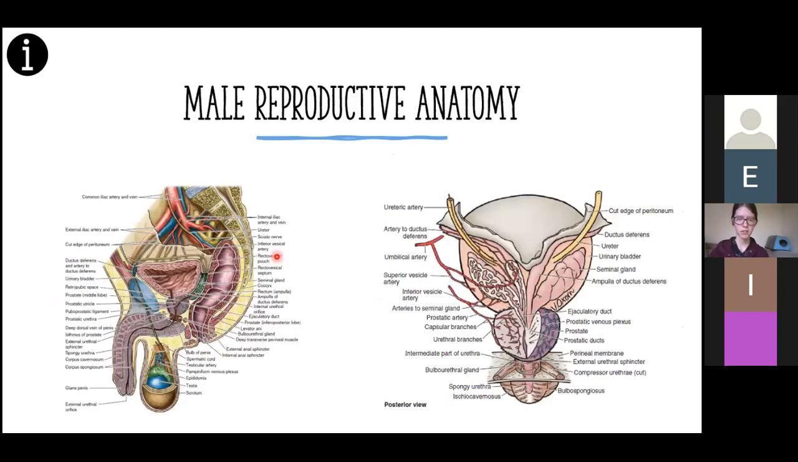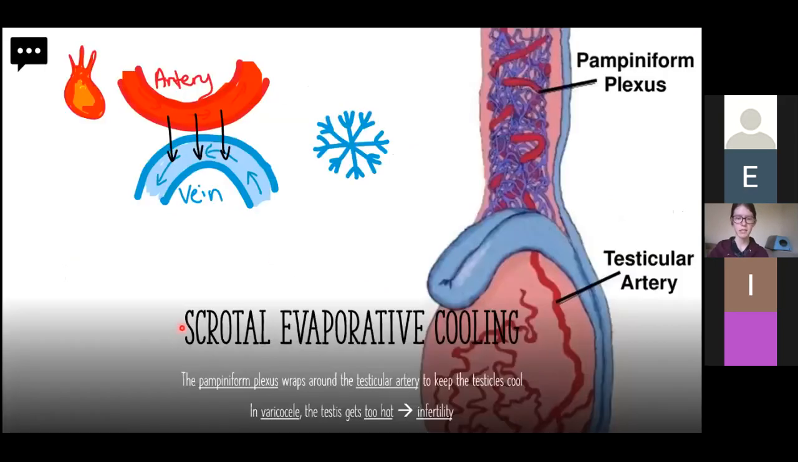Clinical points: scrotal evaporative cooling. So basically the pampiniform plexus, I know it's fun to say that word, pampiniform plexus, wraps around the testicular artery to keep the testes cool. That's why your testes are outside of your body, because they need to be kept a bit cool. If in varicocele, you get that dilation and you get more sluggish blood flow back. So if it's a bit sluggish, it's going to warm up more. And so your testes will get hot, and that can lead to infertility there.